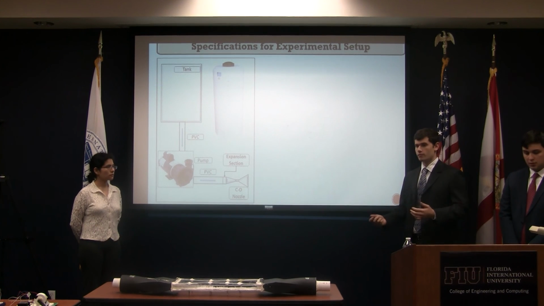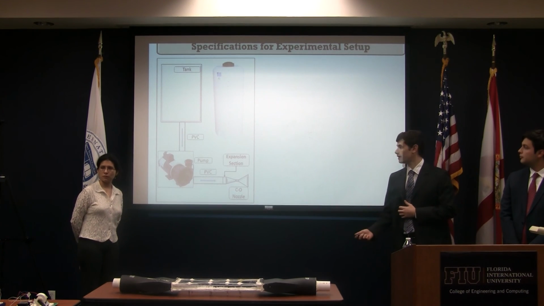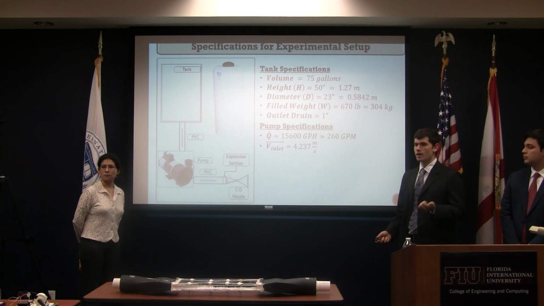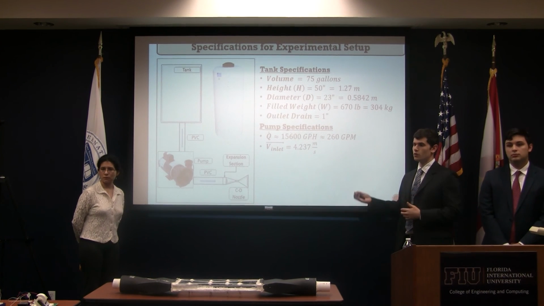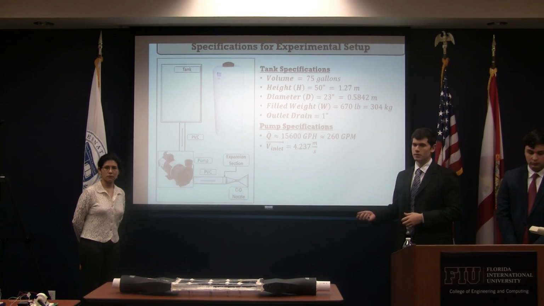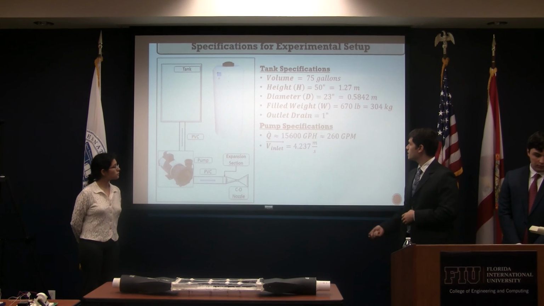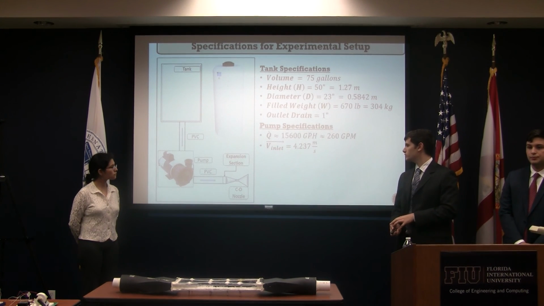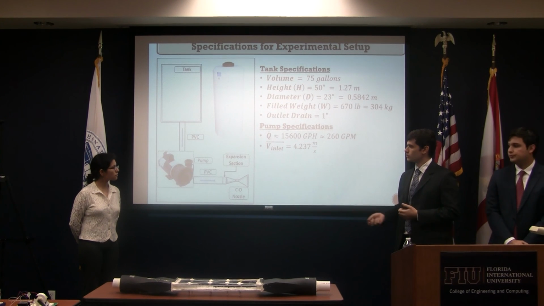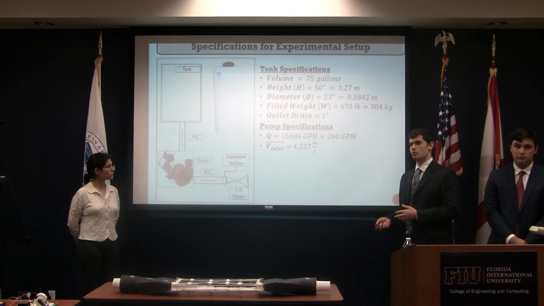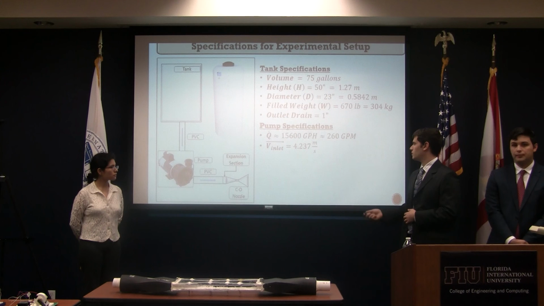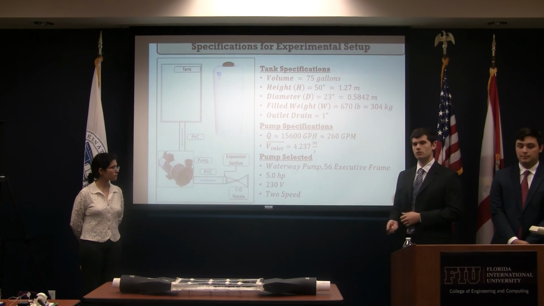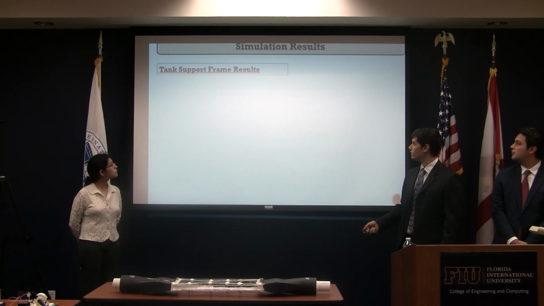So then, based on these simulations, we selected the tank. The tank is a 75-gallon tank. It weighs, if you fill it to the top, 304 kilograms. The pump selected can deliver the required 260 gallons per minute, and that will ensure that we get around 4.2 meters per second in the velocity coming into the nozzle. This pump is 2-speed, 230 volts, and 5 horsepower.